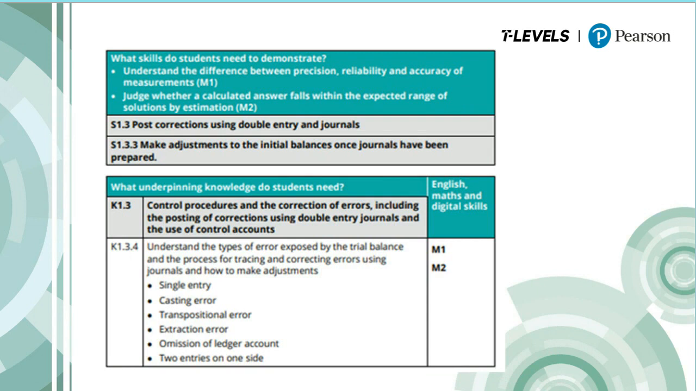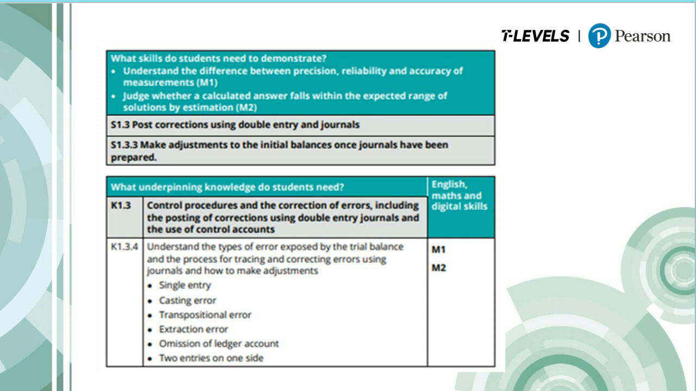Okay, so final example then. On the last slide, we focused on skills. We've got a little bit more knowledge here. So you'll notice we're still looking at performance outcome 1. And just like the previous example, we're still reviewing the specialist skill S1.3, post-correction using double entry and journals. But now we're looking at a third sub-skill, and remember that there are 9 in total. So the S1.3.3, make adjustments to initial balances once journal has been prepared.